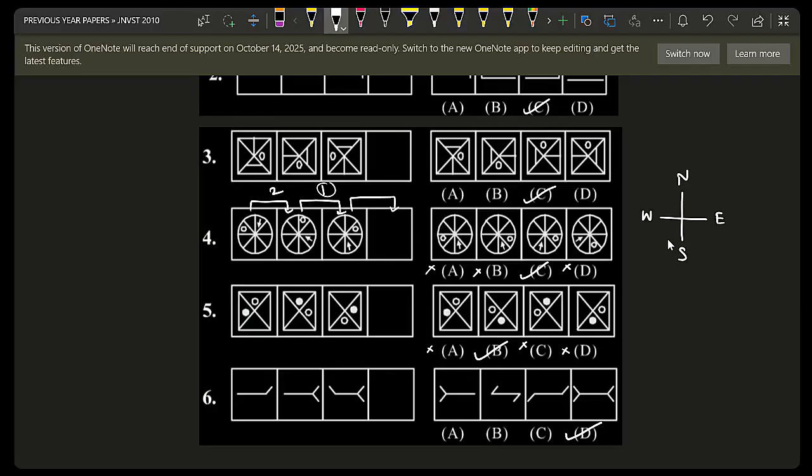First one, circle arrow mark. In the first figure to the second figure, the circle arrow mark moves 2 steps, and from second to third, 1 step. From circle, from here to here, 2 steps moved in the clockwise direction. From second to third, 1 step moved. From third to fourth onwards, we were expecting 1 step to move.